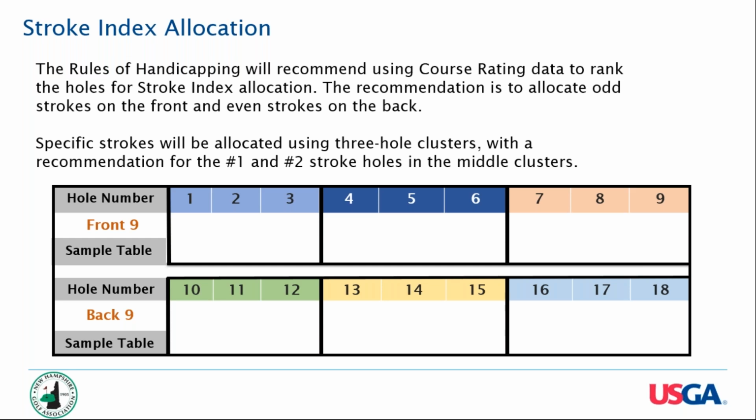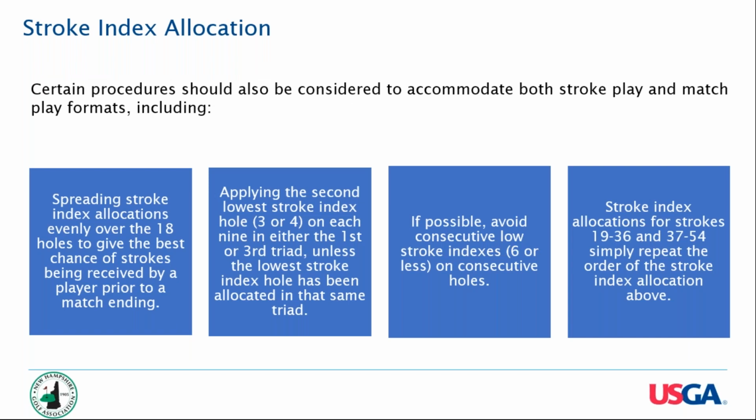All right. So this, again, does recommend using 3-hole clusters and keeping the 1 and 2 stroke holes in the middle cluster, as you'll see in this example here. And certain procedures should also be considered to accommodate both stroke and match play formats. Okay, so spreading stroke index allocations evenly over the 18 holes to give the best chance of strokes being received by a player prior to a match ending.